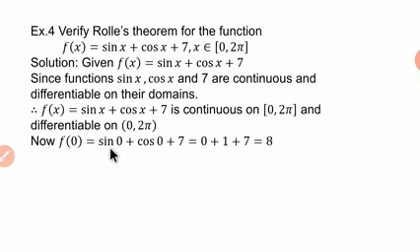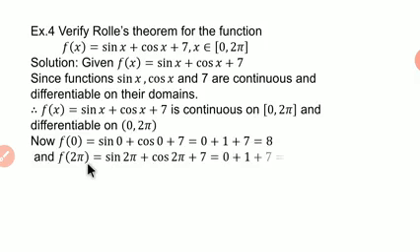Now f of 0 is equal to sin 0 plus cos 0 plus 7. Now sin 0 is 0, cos 0 is 1. So we get 0 plus 1 plus 7, it is 8. And f of 2 pi is equal to sin 2 pi plus cos 2 pi plus 7. Again sin 2 pi is 0 and cos 2 pi is 1. So we get 0 plus 1 plus 7, it is 8. And therefore we get here f of 0 is equal to f of 2 pi. That means this given function satisfies all the conditions of Rolle's theorem.